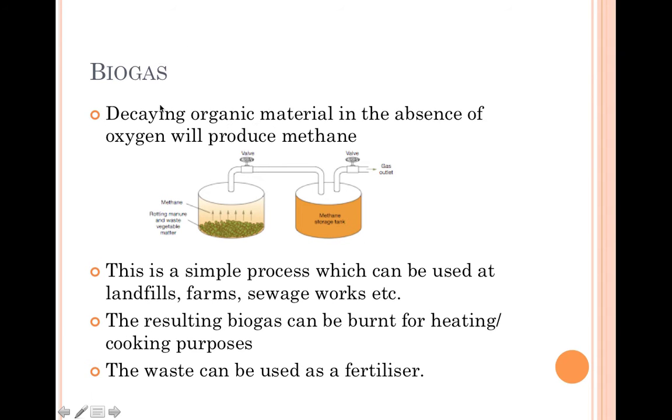The third biofuel that we'll look at is biogas. Now, biogas is a way of making methane. Okay, so it's going to replace any natural gas, in theory. If we decay organic material in the absence of oxygen, it's going to make methane. Okay? It's very commonly used in farms where they have a lot of rotting manure, so they're just going to pile it all up, let the methane be produced, and then they can burn it for heating.